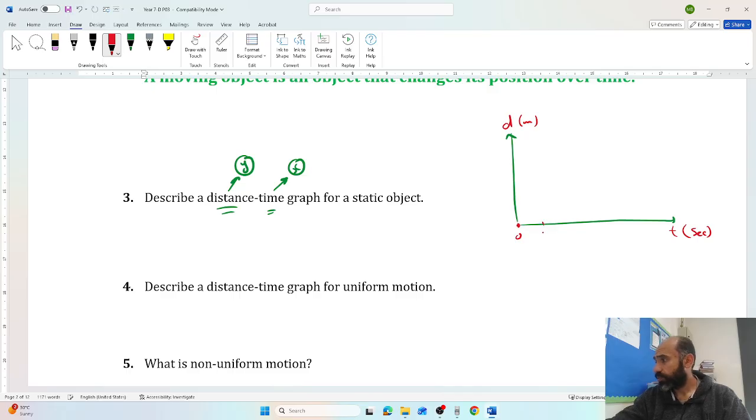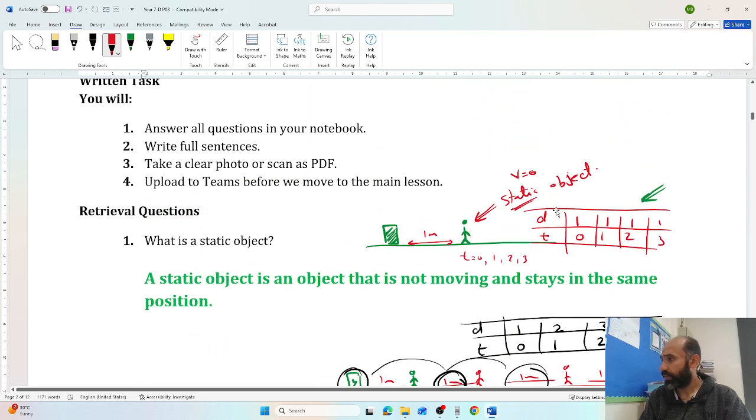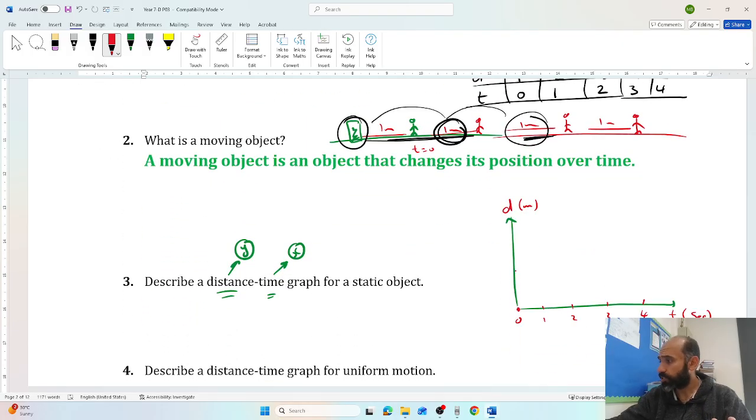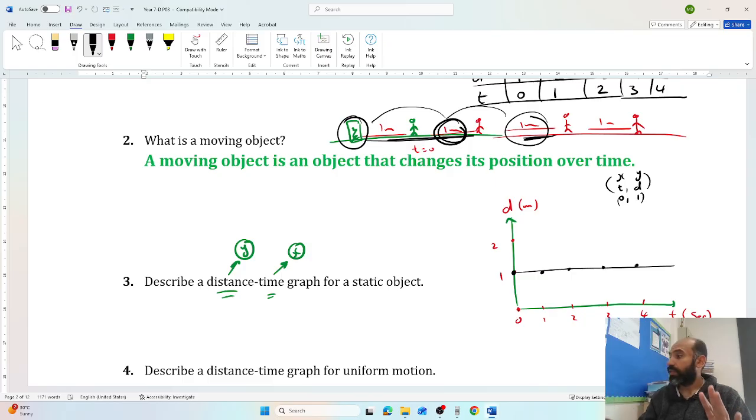So for time it was 0, 1, 2, 3, 4, and so on. As you can see for my example, the distance between the object and the reference just remained 1 meter. So this is 1 meter, 1, 2. So we will have something which is called an ordered pair, which is x coordinate and y coordinate. Time and distance, 0 and 1. This is the first ordered pair, 0 and 1. The second ordered pair is 1 and 1, 2 and 1, 3 and 1, 4 and 1. As you can see, as time passes, the position of the object doesn't change.